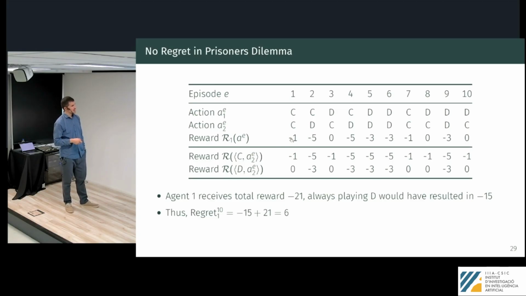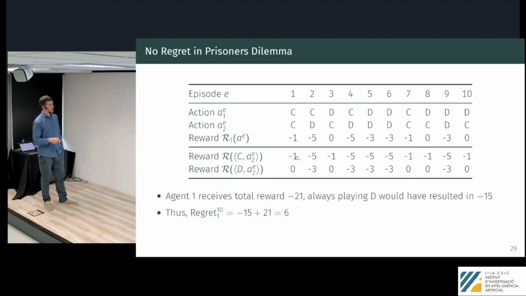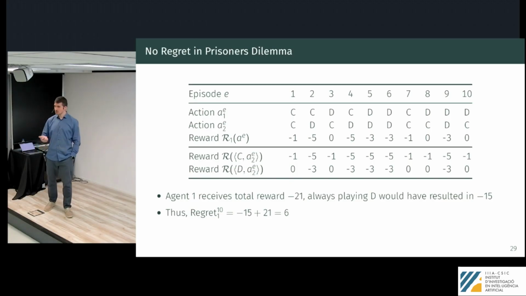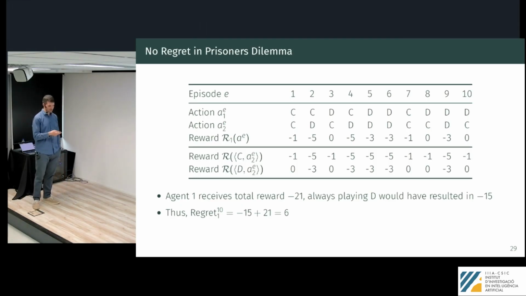You can see that if I compare this with the actual reward, had I fixed a particular action instead, for cooperate I would get the same, of course. But if I had played D instead, then I would have gotten 0. You can fill in these rows and then sum them up. At the end, Agent 1 receives a total reward of -21. But always playing D would have resulted in a total reward of -15 if I keep the actions of the other agent fixed. So the regret is 6. I could have picked something else and gotten a higher return. So my regret is 6.